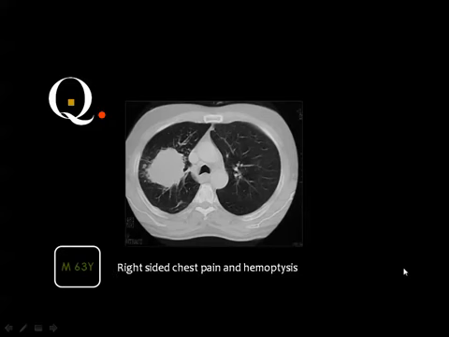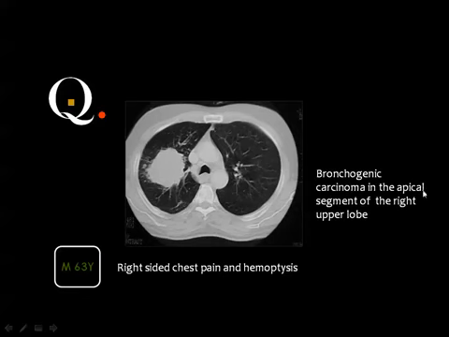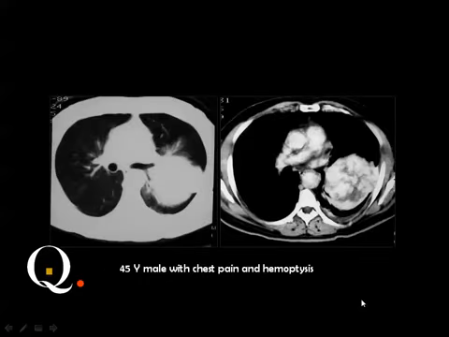This is a bronchogenic carcinoma, and you see the trachea has not yet divided. Then you are cutting in the upper lobe. This is the right upper lobe. Okay, which segment? This is the anterior and this is the posterior, and the tumor is located in the apical segment of the right upper lobe. Very good.